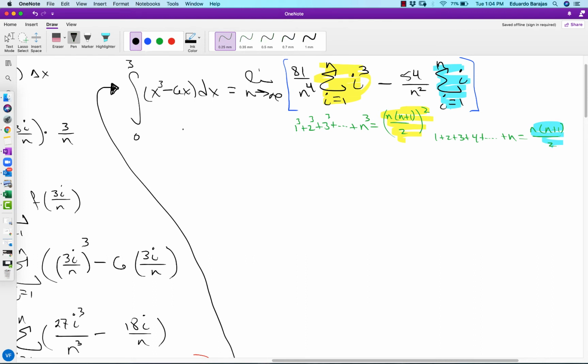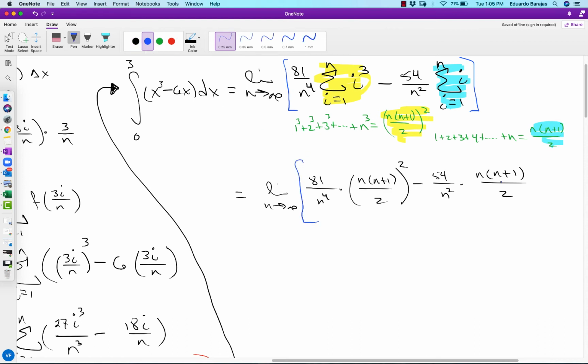So now this integral, I'm running out of space here, so I'm just going to leave it there. That integral is equal to the limit as n goes to infinity of this 81 over n to the 4th power times this formula, n times n plus 1 divided by 2 squared, minus 54 over n squared times this formula, which is just n times n plus 1 divided by 2. Right? Again, all of this is being influenced by that limit.